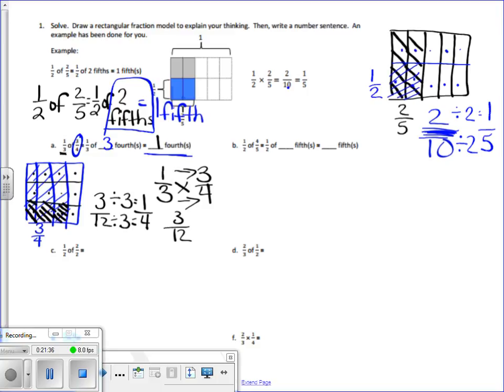And then simplify by 3. 3 divided by 3, 12 divided by 3, 1, 4. Yes, Marco? How do you understand? Because I'm doing 1/3 of this, so I'm doing one section out of the 3. So I'm going to do the whole section, filling that in, whatever it is.